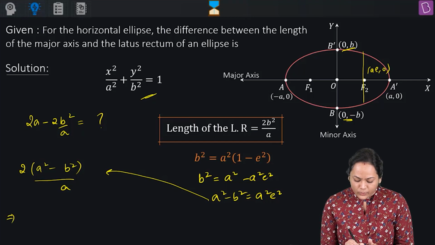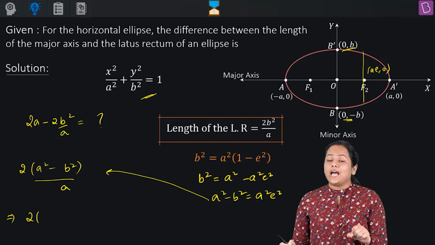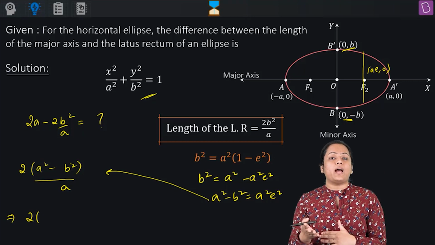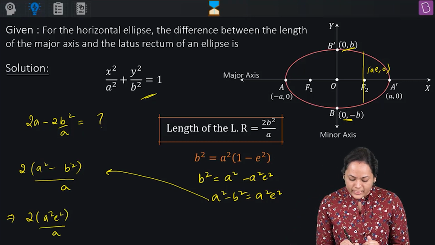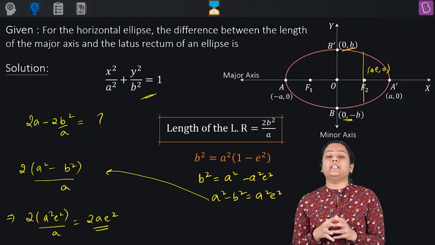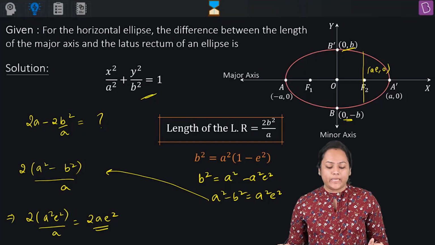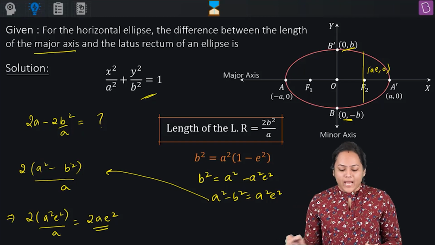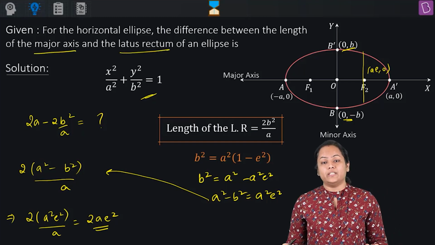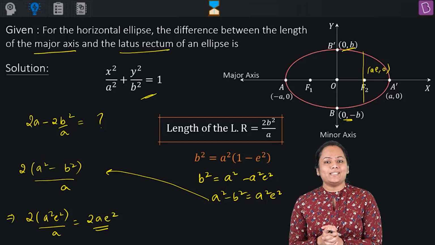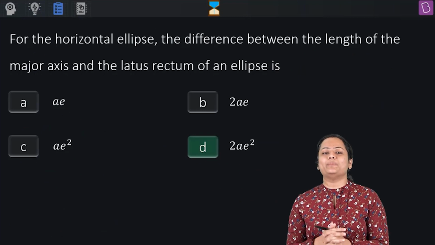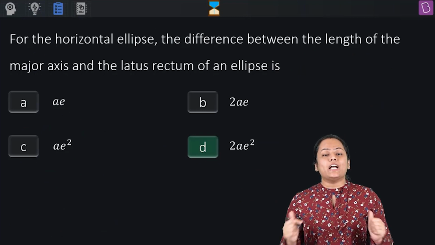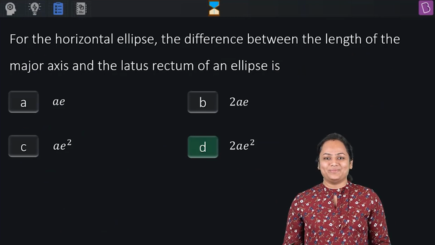Now this value we are going to substitute in the difference which we needed to find. So this difference is going to come out as twice of, now in place of a square minus b square, I'm going to substitute a square e square, whole divided by a, and this is going to become 2a e square. This will be the final answer, the difference between the length of major axis and LR of the ellipse. Is this clear, guys? Very well. So if we see the options here, we know that D will become the right answer. Understood? Perfect.